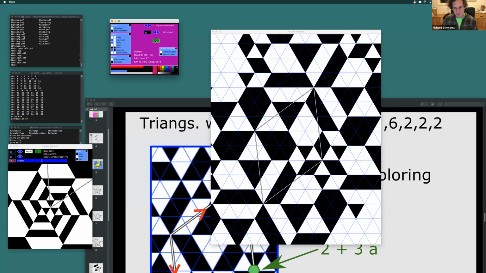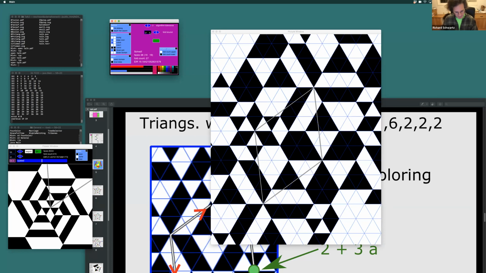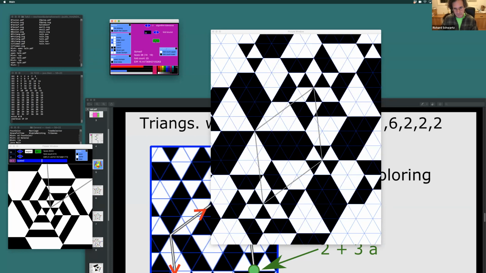I forget what the minimum is. I'll try to find it. So this is getting close to the minimum. So you keep the 2 + 3a cell fixed the whole time? Yeah, I keep that fixed.